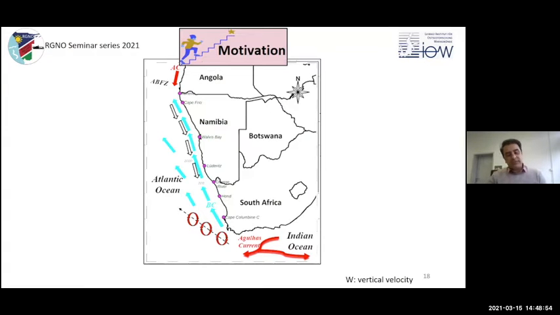Next, I'm going to present part of our ongoing research related to the Benguela upwelling system on the South-West African coast, near South Africa and Namibia. This schematic shows the Benguela upwelling system, which in the north is bordered by the Angola Current, near the border of Angola and Namibia. And in the south it is bordered by the Agulhas Current.